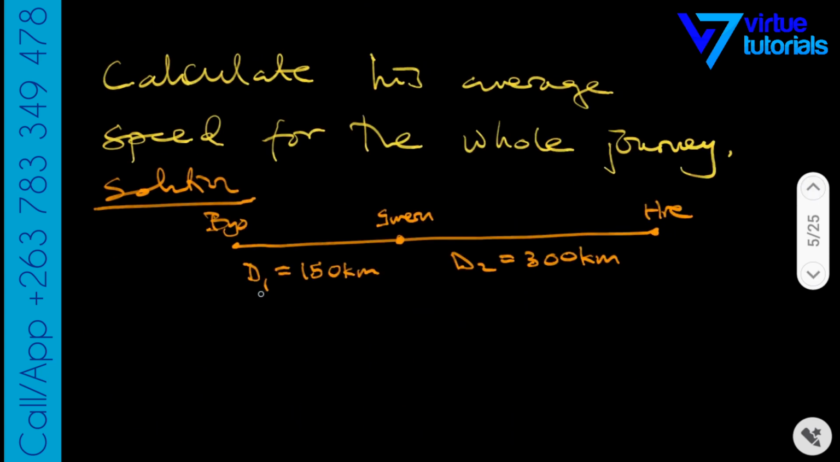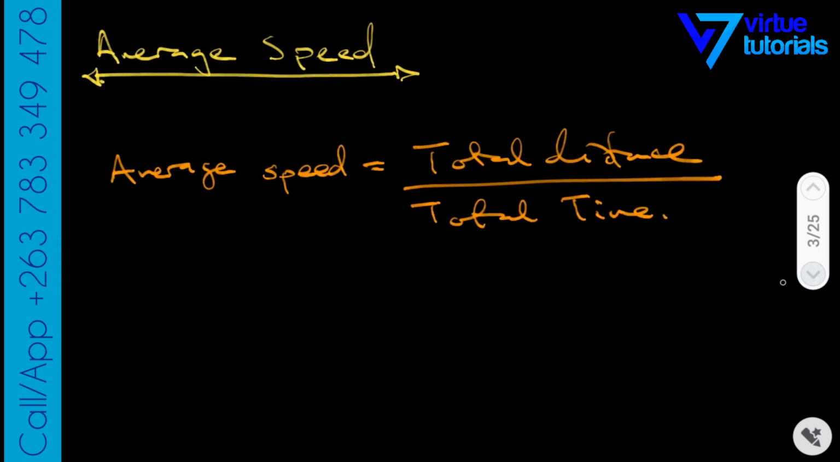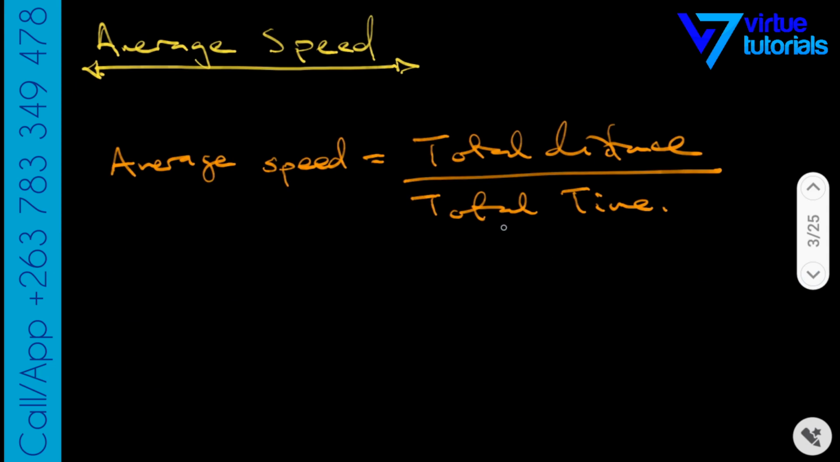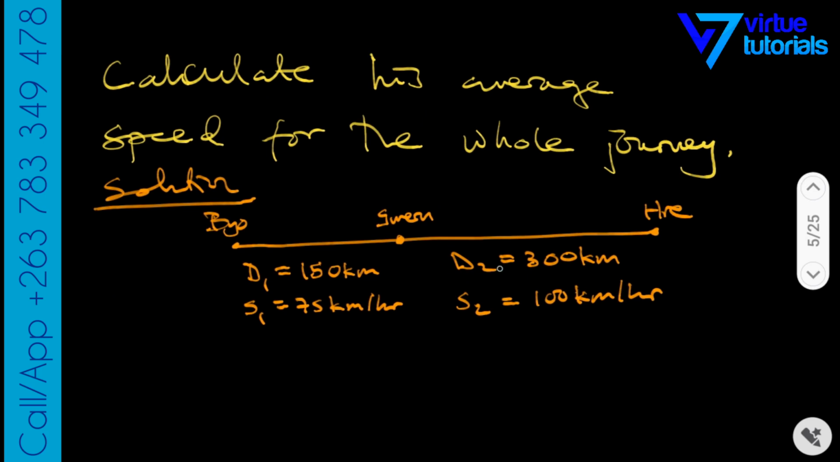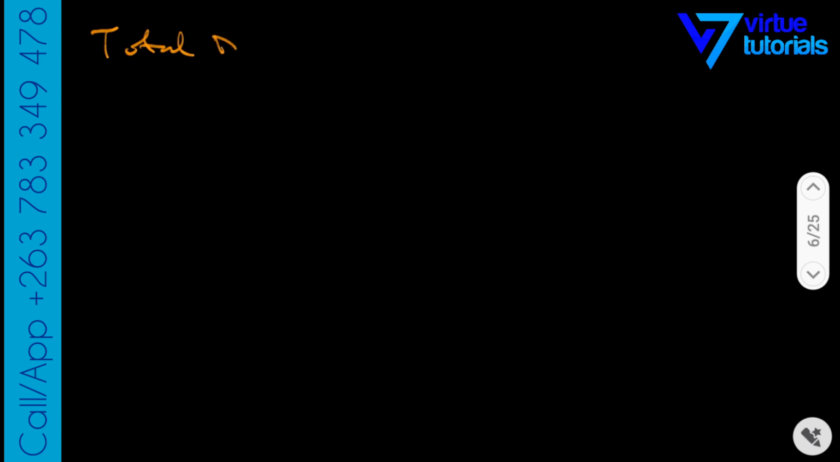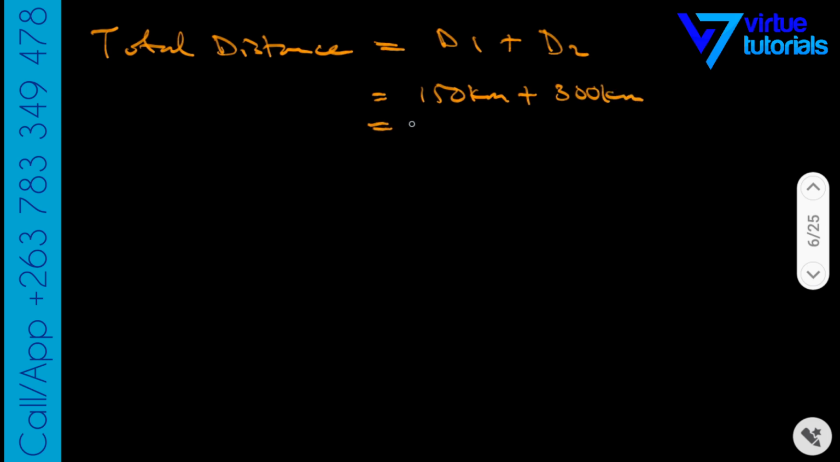So I'm also given values of speed. The speed in the first part was 75 kilometers per hour, and the speed in the second part is 100 kilometers per hour. So this is the data I'm given. Now I need to calculate my average speed. From our formula, we know that average speed is total distance divided by total time, right? In this case, we're given the distances, so we can easily find our total distance. Our total distance will simply be D1 plus D2. D1 was 150 kilometers, D2 was 300 kilometers, so we get 450 kilometers. So that's our total distance for the whole journey.